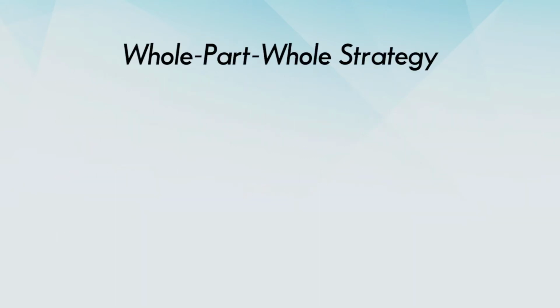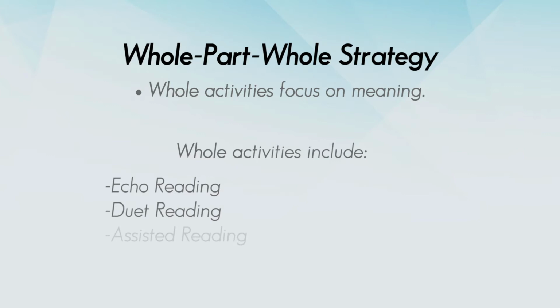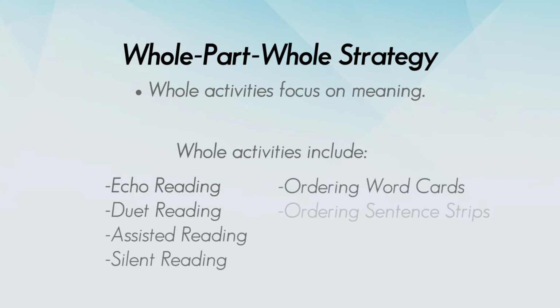The tutor is using a strategy called whole, part, whole. Since the learner is familiar with the spoken English used in the story, the next step is to work with the written language in the learner's story, starting with meaning. This is the whole in whole, part, whole. Activities that focus on the whole include echo reading, duet reading, assisted reading, silent reading, ordering word cards or sentence strips, and discussing the story.